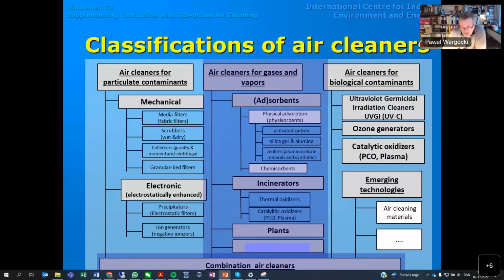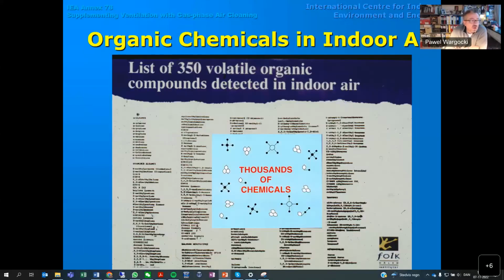Just to remind you, everyone, that indoor air is composed of hundreds, or actually thousands, of volatile organic compounds. There are different lists that list more than 300, 500, or even 1,000 chemical compounds. So the question of how we quantify the effect of an air cleaner in removal of those pollutants still remains open, because the process is not that simple.